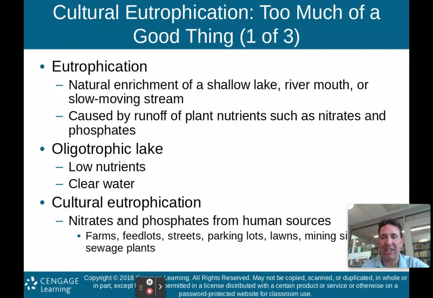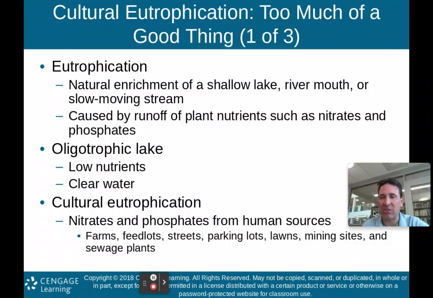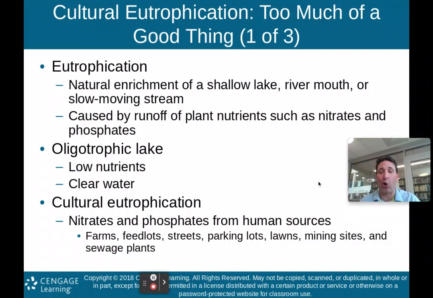So cultural eutrophication is when nitrates and phosphates from human sources, again, our culture, all right, produce that eutrophication or that algae bloom. Again, where do we get it from? Farms, feedlots, streets, parking lots, lawns, mining sites, and sewage plants can all add these nitrates and phosphates to the water. That then causes the cultural eutrophication or that algae bloom that, again, as the algae dies, the bacteria consume it.